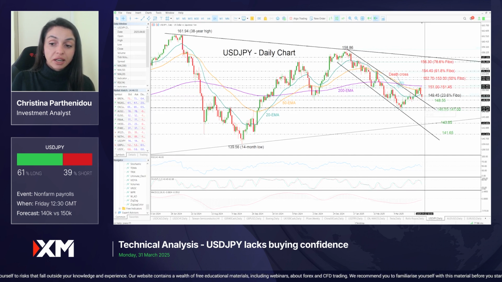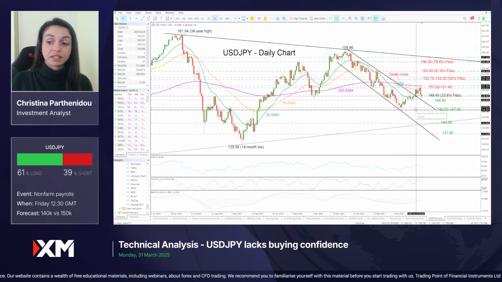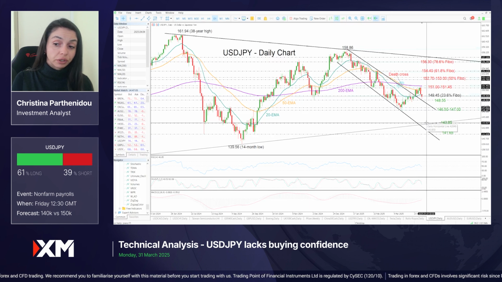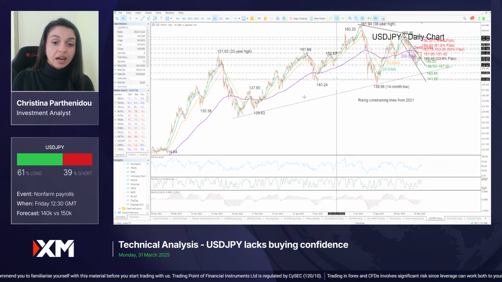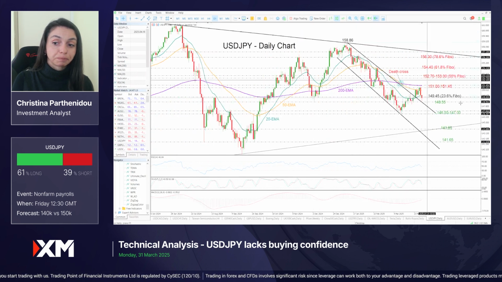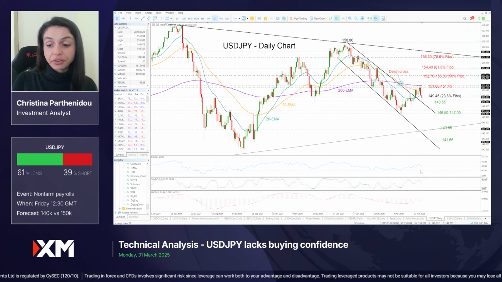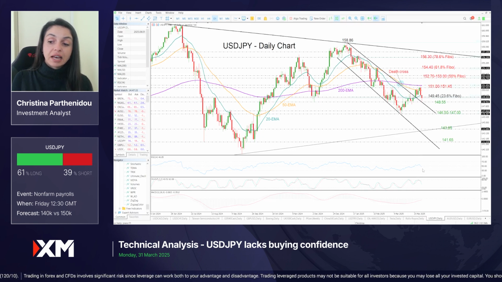Then below that, the next support could come around the March low of around 146.50, 147, and if that fails to hold, we may see a steeper decline towards the 143.85 zone, where this ascending trend line, which connects the lows from 2023 and 2024, is placed. From a technical perspective, the risk is skewed to the downside here as well. We can see that the RSI is easing below 50. The stochastic oscillator has also turned down, so there is a risk for a bearish continuation.